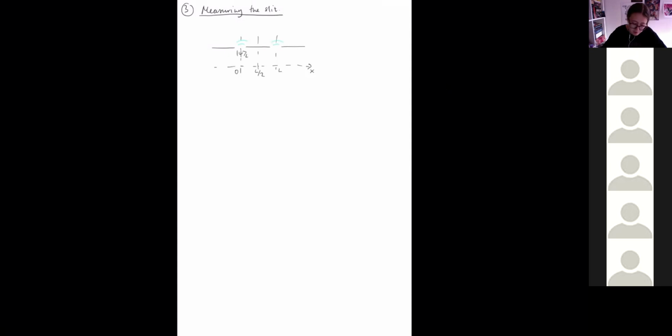So we label this psi L, psi R, which correspond to the particle going through the left and right slit.